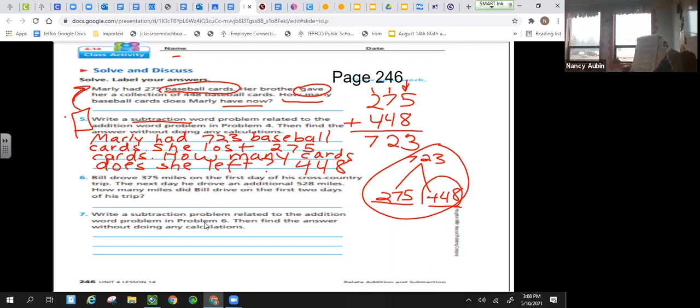Okay. You're going to do a similar problem in the breakout room with a partner. You're going to do number 6 and 7. I'll read it to you real quick to make sure you know what it says. Bill drove 375 miles on the first day of his cross-country trip. The next day he drove an additional 528 miles. How many miles did Bill drive on the first 2 days of his trip? You're gonna solve that. Then you're gonna write a subtraction problem about Bill and the miles.